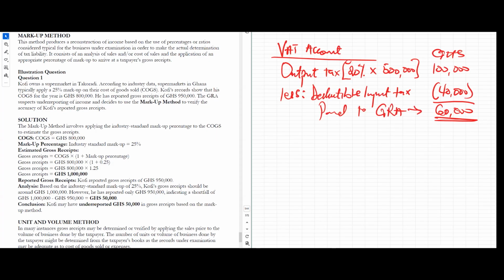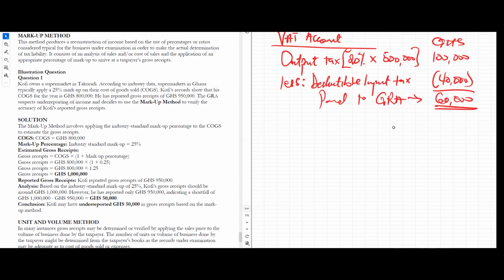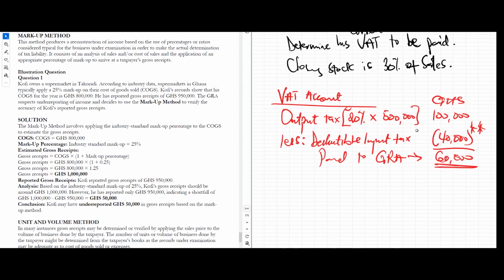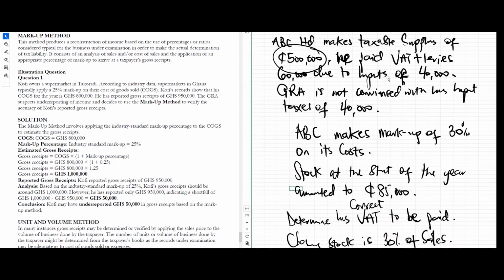Okay, that's not bad. If this is what you have paid, GRA says they don't agree with this 40,000 because it doesn't look real to them. So how do we establish this? We have to use all the data that was given.